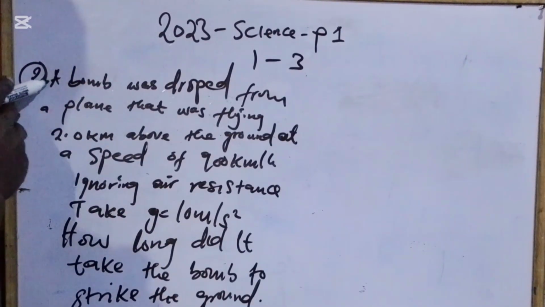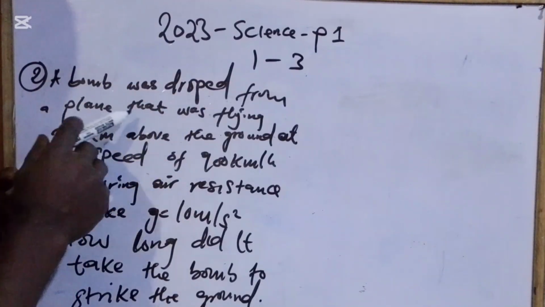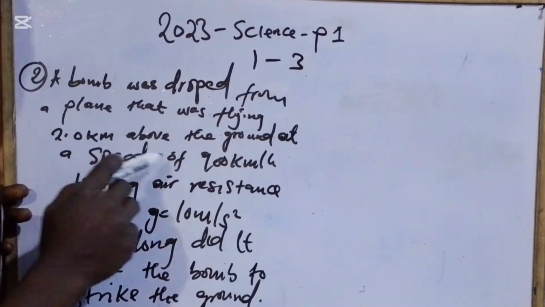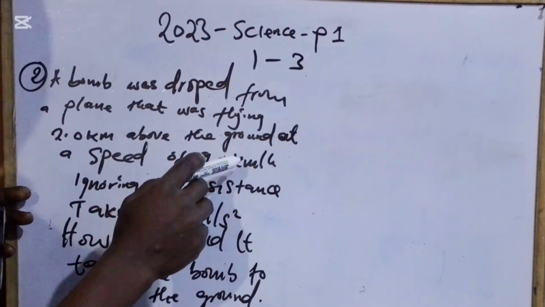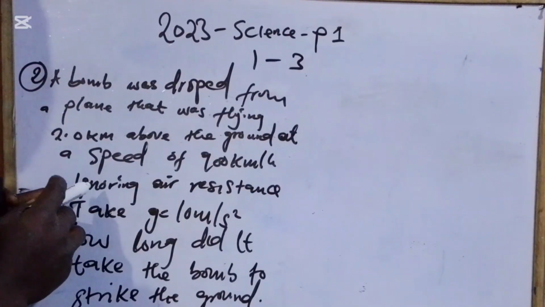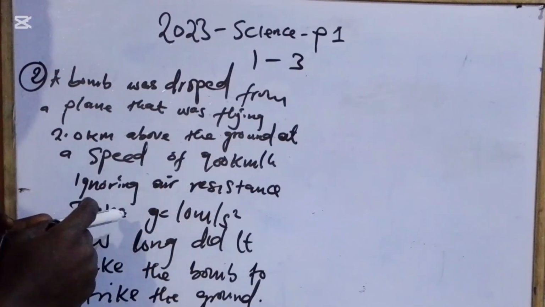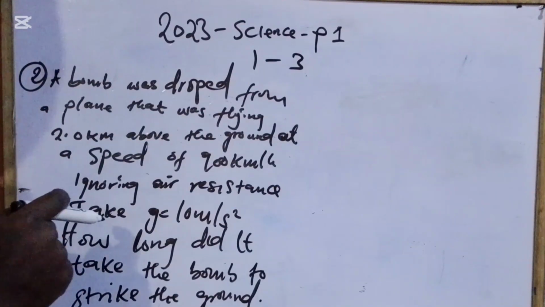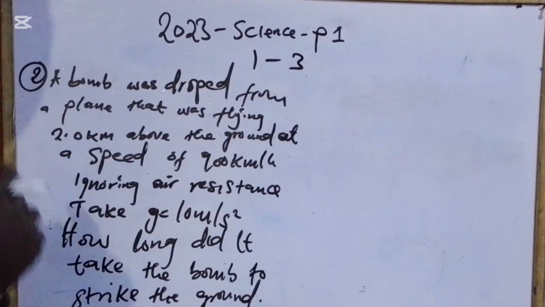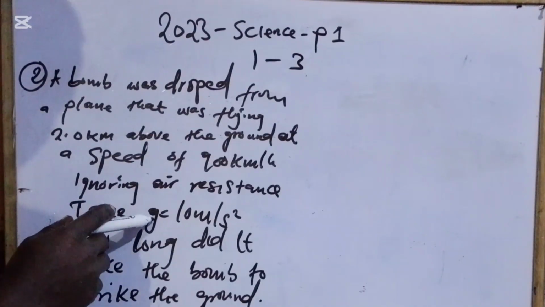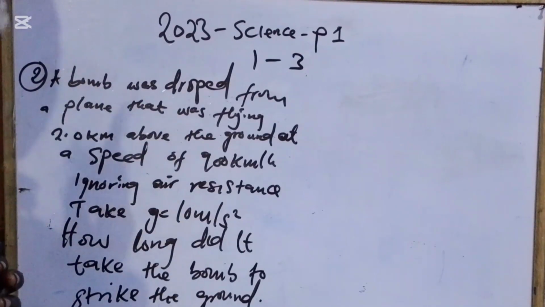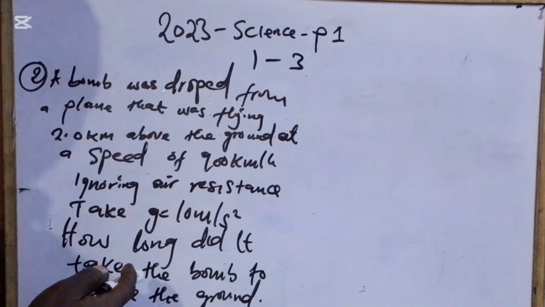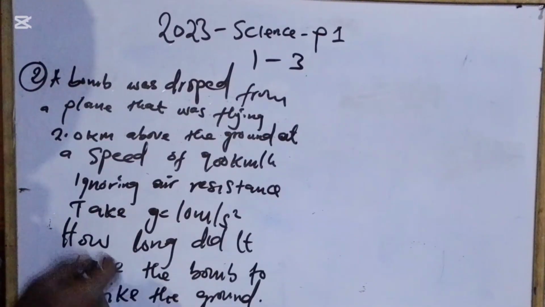For question 2, we are told a bomb was dropped from a plane that was flying 2.0 kilometers above the ground at a speed of 900 kilometers per hour, and we are told to ignore air resistance. Air resistance is the force which opposes the plane flying in that particular direction. We have to take gravity, g, as 10 meters per second squared. The main question is, how long did it take the bomb to strike the ground?